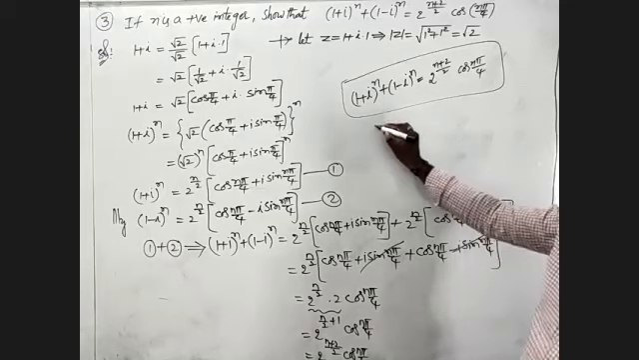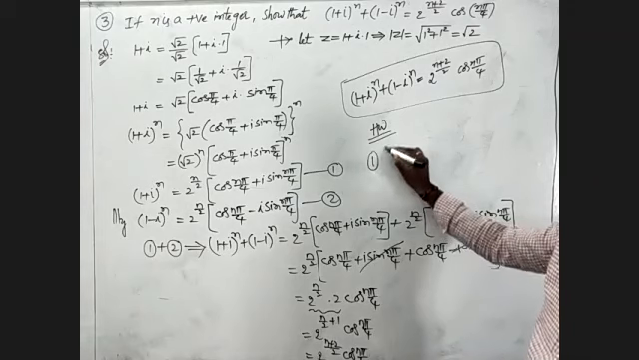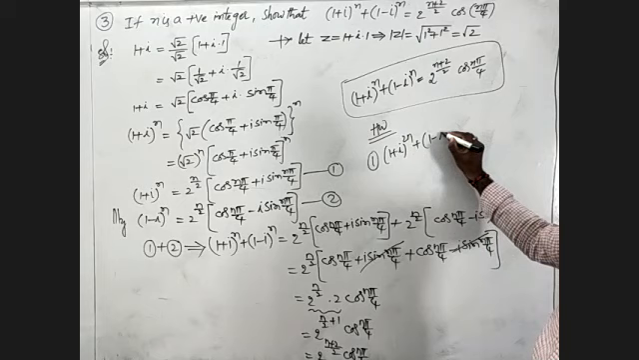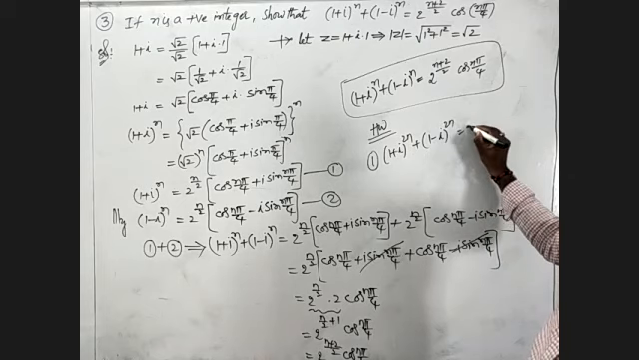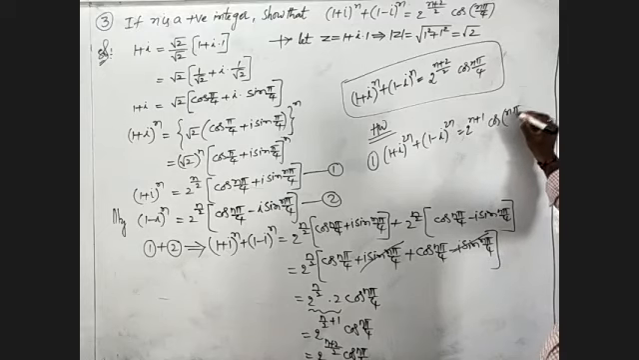After this, the next exercise is a similar problem, that is the homework: (1 plus i) whole power 2n plus (1 minus i) whole power 2n is equal to 2 power n plus 1 into cos n pi by 2.